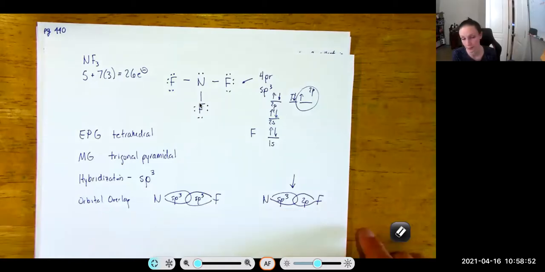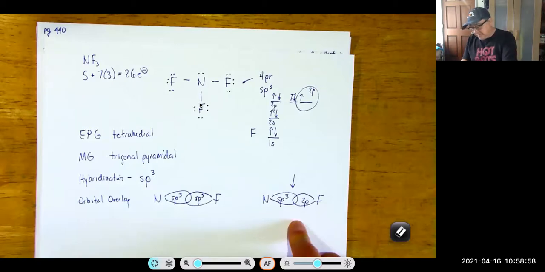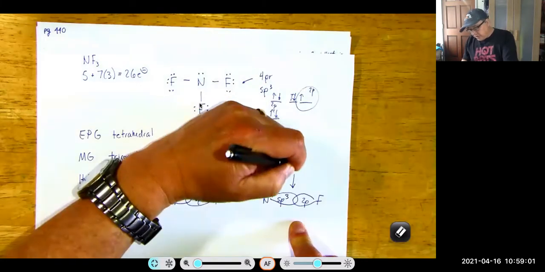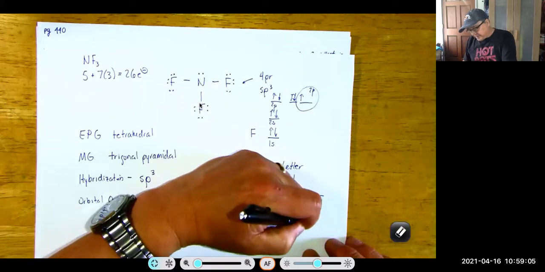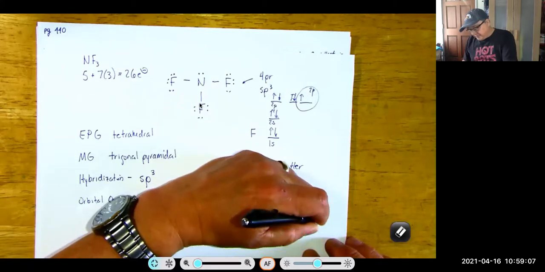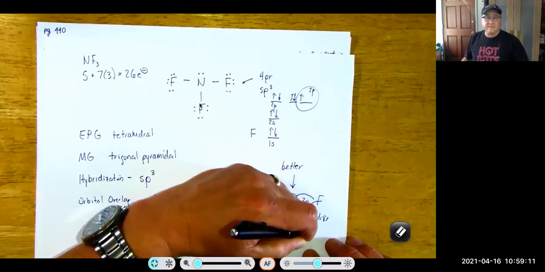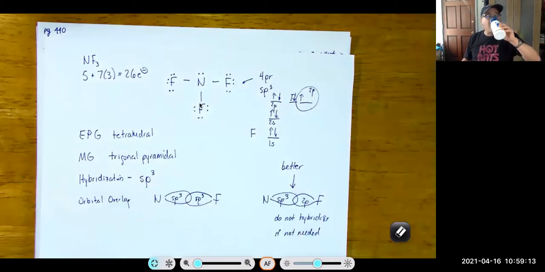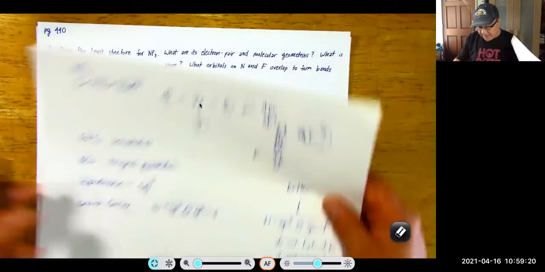So either way is right? I prefer this way. Do not hybridize if not needed. So that's the answer I prefer. And ultimately, that's what matters when I'm going to be grading it.